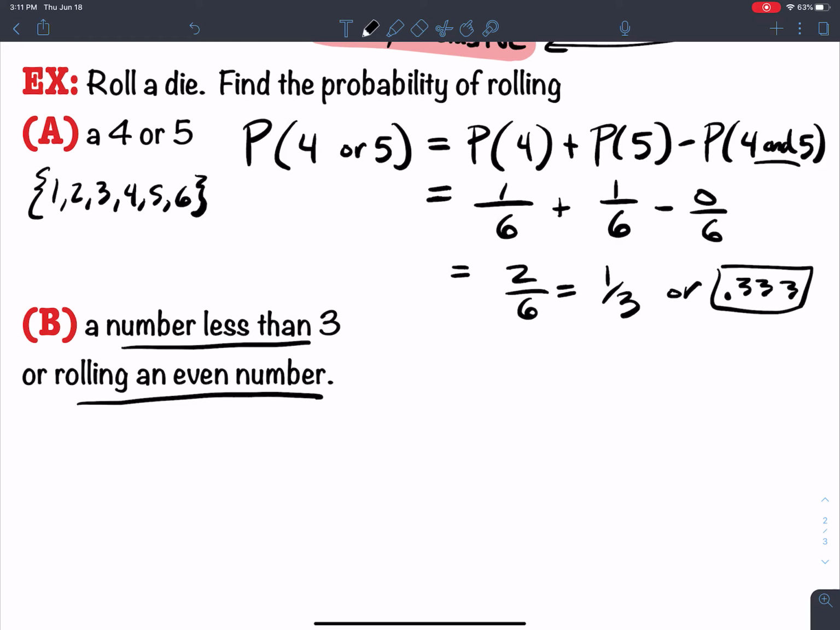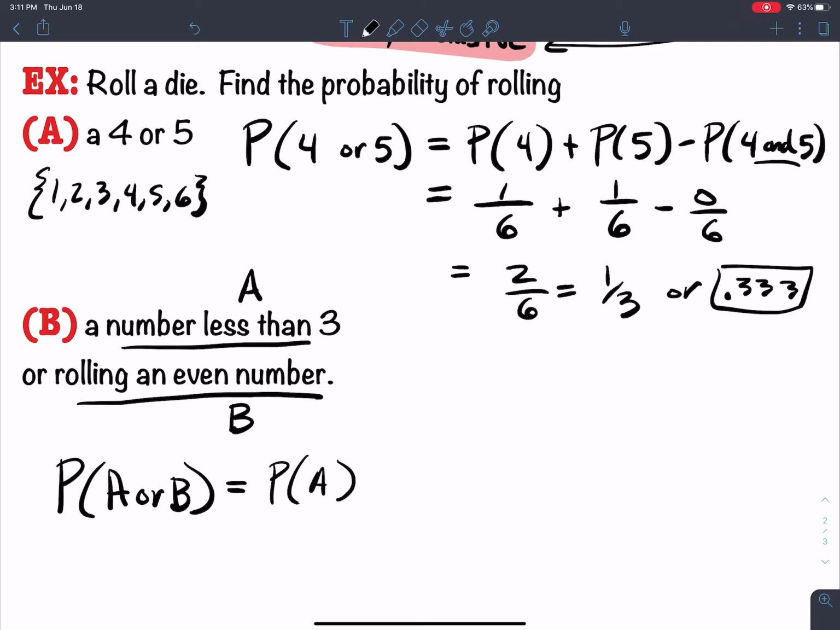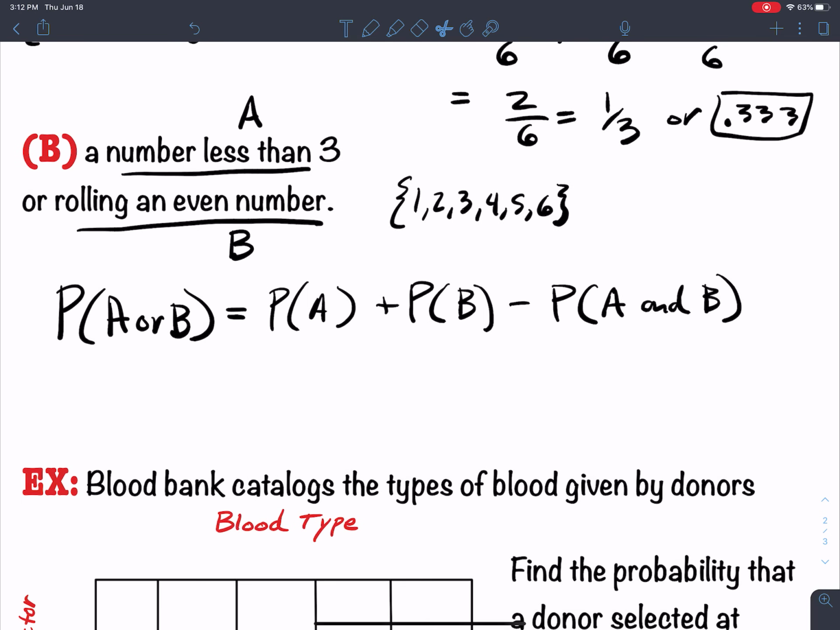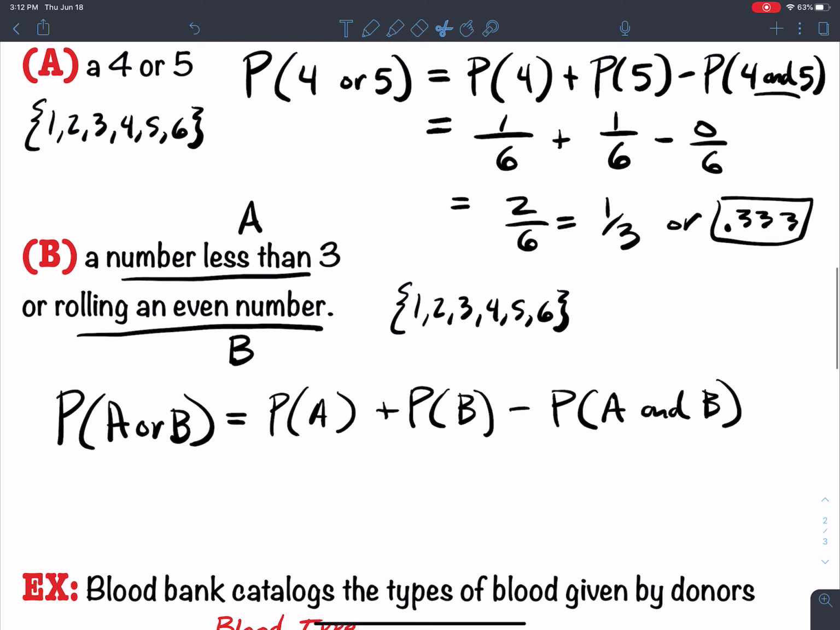So I'm going to call a number less than 3 event A. And I'm going to call an even number event B. So what's the probability of A or B? This is equal to the probability of A plus the probability of B minus the probability of A and B. Now, let's take our scenario that we had here. All right?